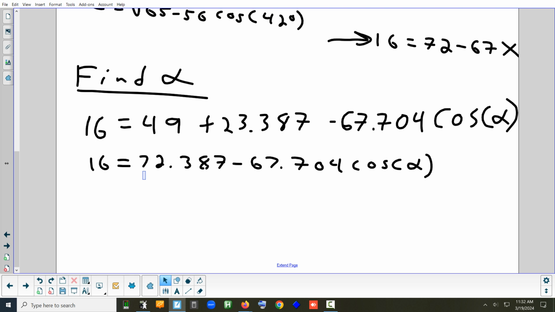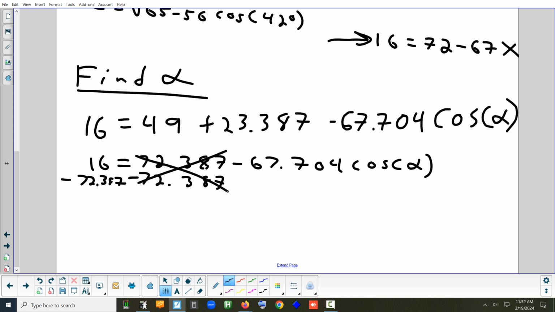Okay, so minus 72 and minus 72. Okay, that's gone. Now I need 16 minus 72.387. Negative 56.387. It's okay you have a negative here. That doesn't matter because we're not done yet. When we're done, we shouldn't get a negative because angles can't be negative in triangles.